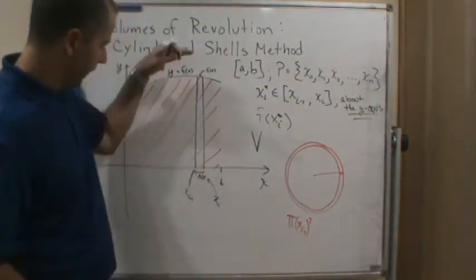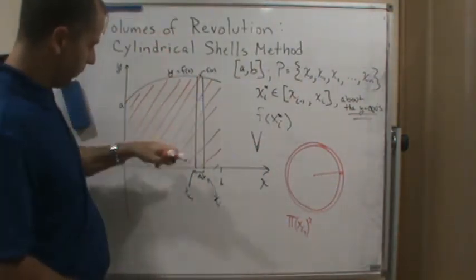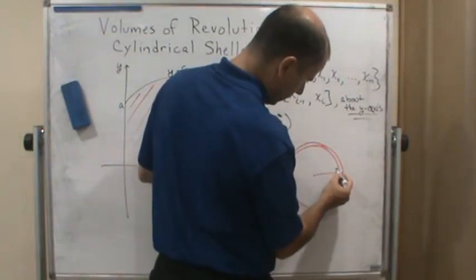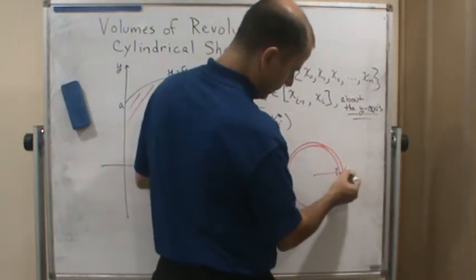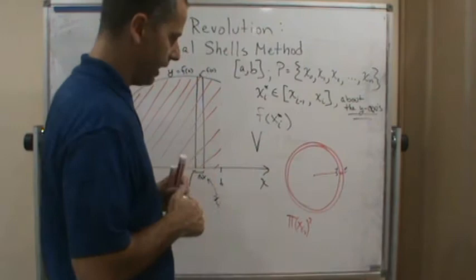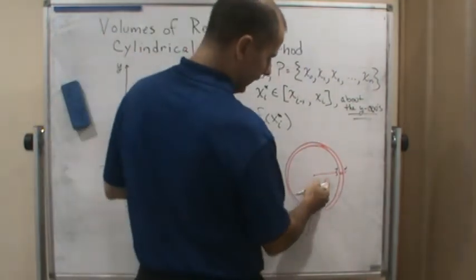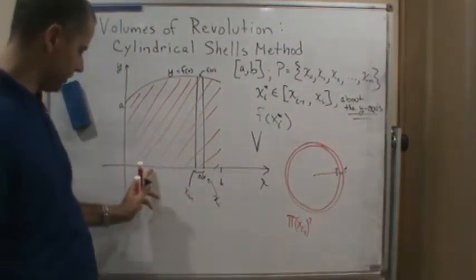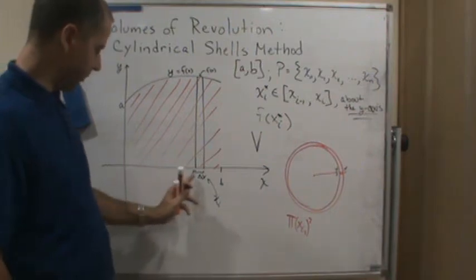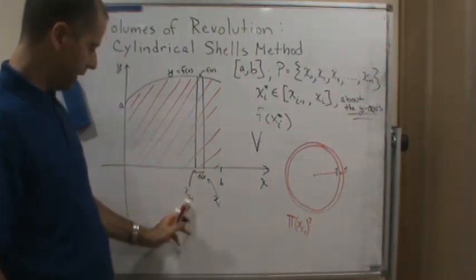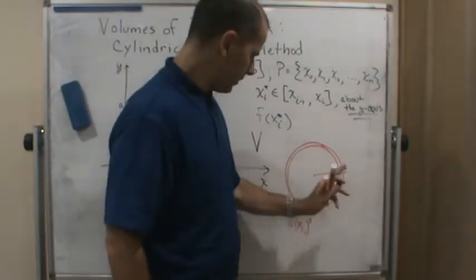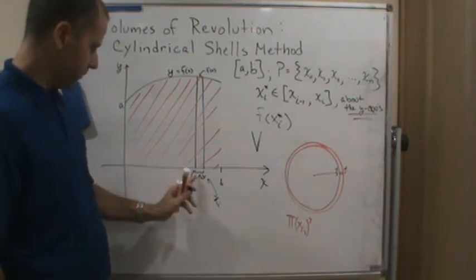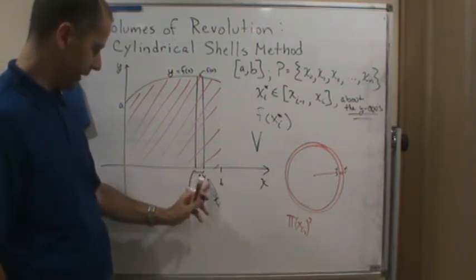So again, we're looking down on it from here. And so when we rotate it, x of i minus 1 is going to be the inside, and x of i is going to mark the outside. So the radius of the inside cylinder is going to be what? The distance from the y-axis, which is x sub i minus 1. The outside, the bigger cylinder, is going to have a cross-sectional area that has a radius of x of i.